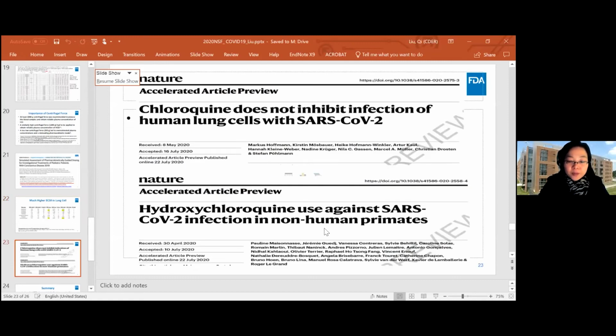Two recent papers published in Nature further confirmed these earlier studies. The second paper here included extensive animal studies and concluded that hydroxychloroquine did not show a significant effect on viral load in any of the analyzed tissues.